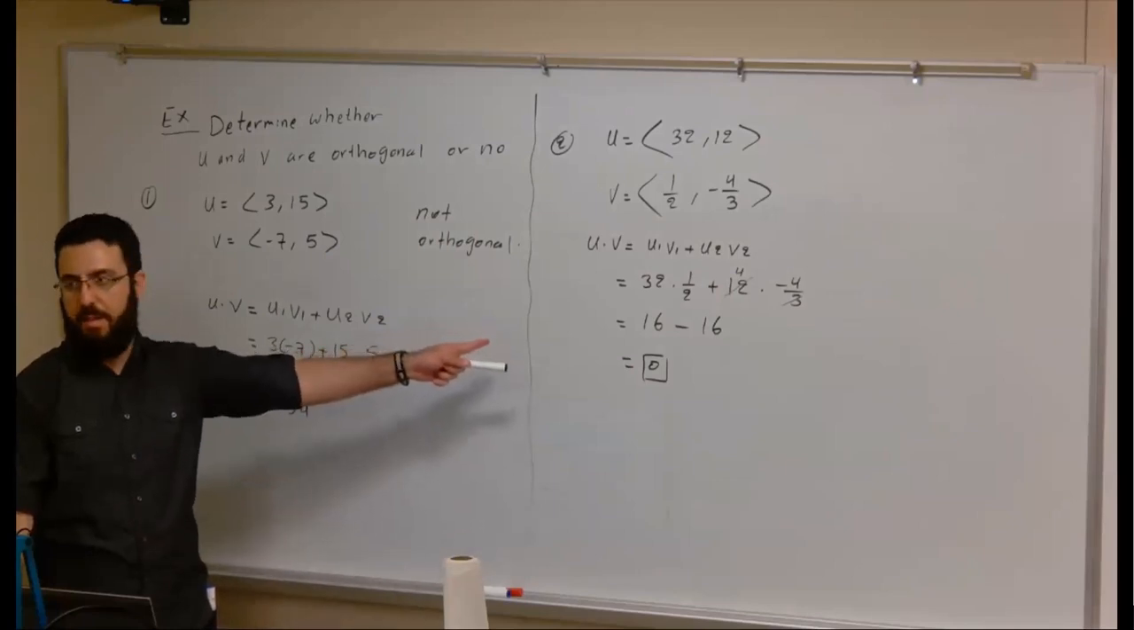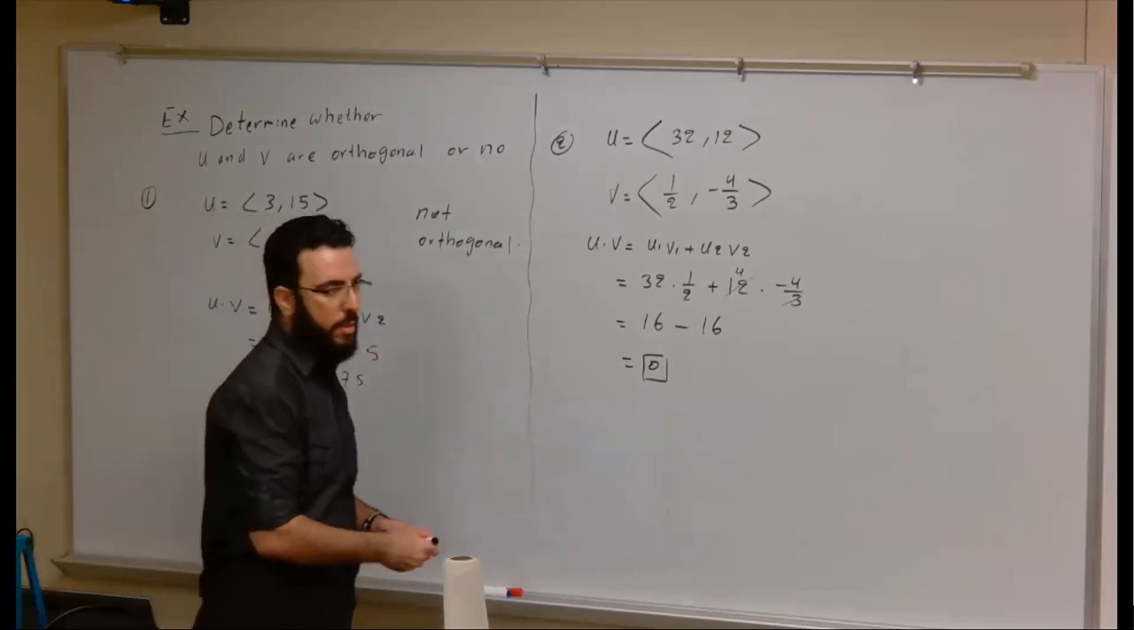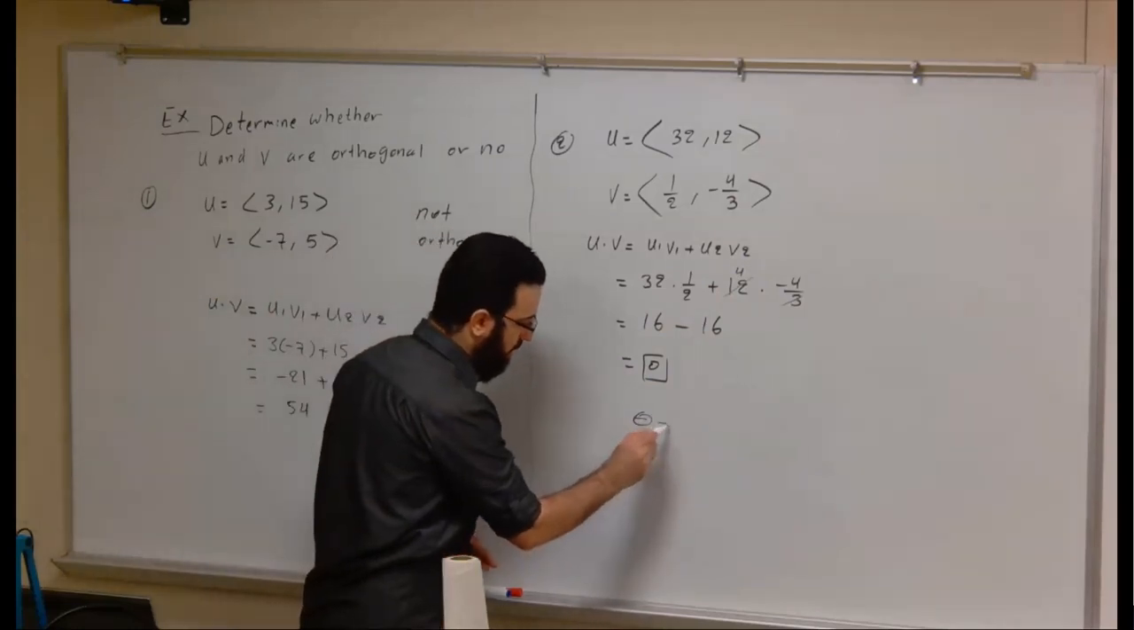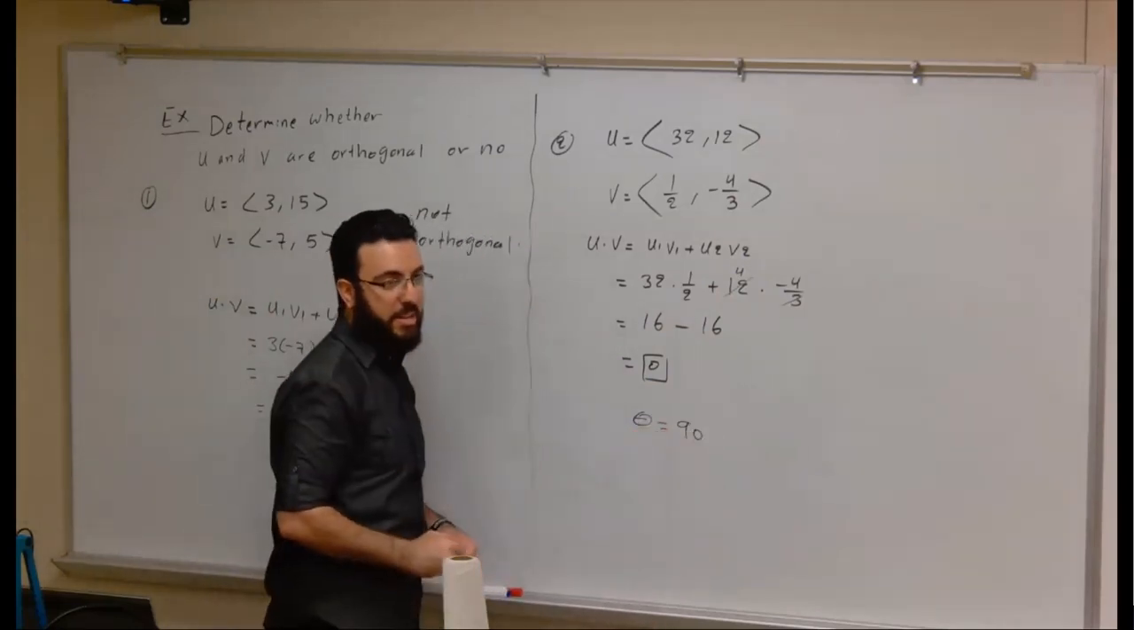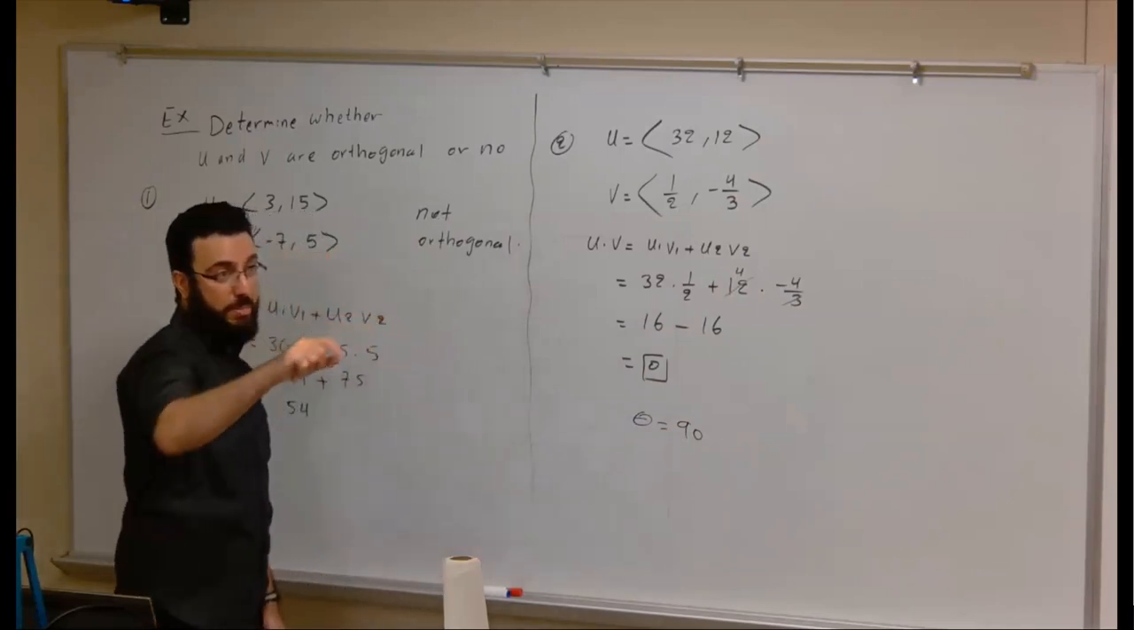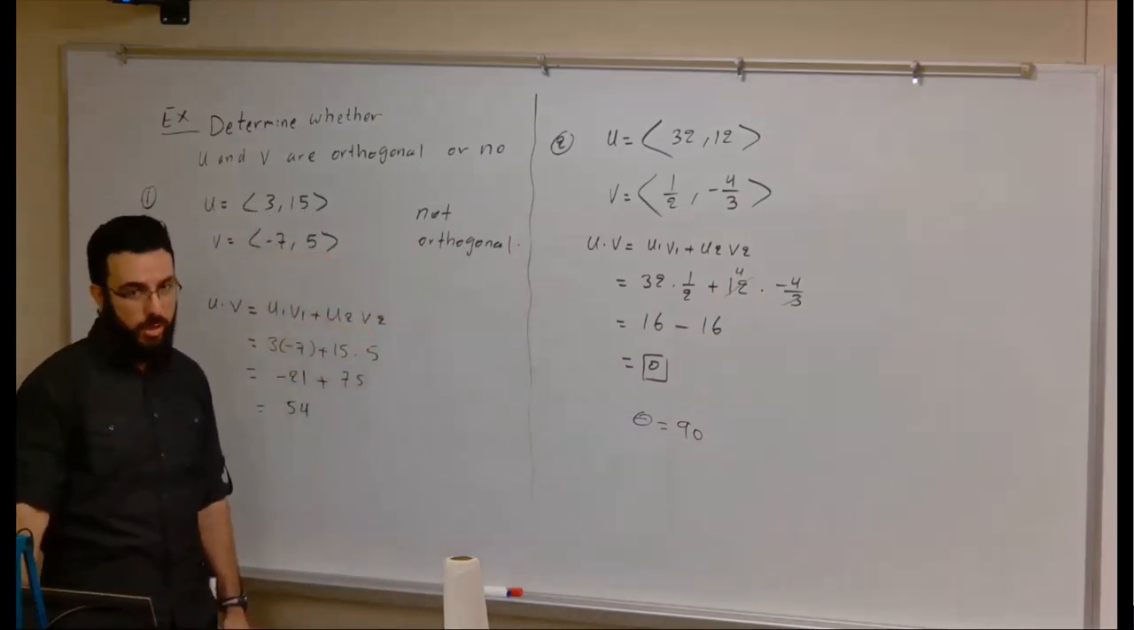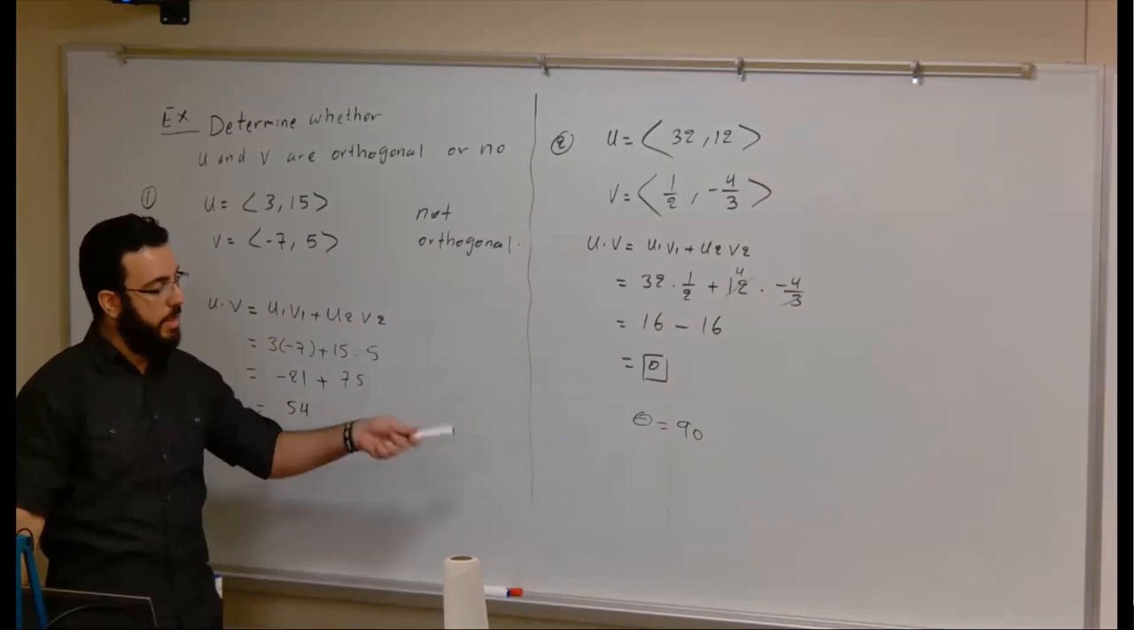What's the theta for the second one? 90. You already typed it over there, right? So when it's orthogonal, that means perpendicular, the theta equals 90.